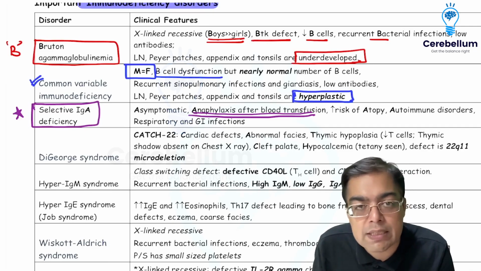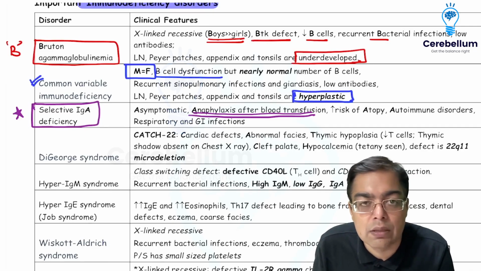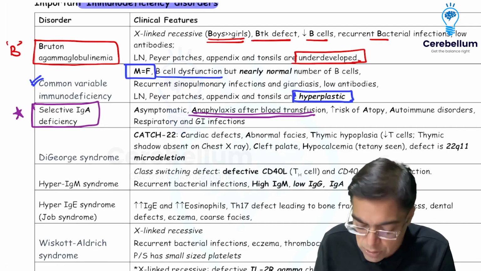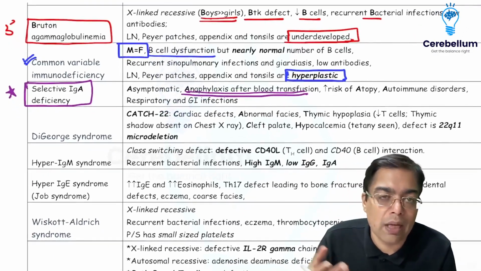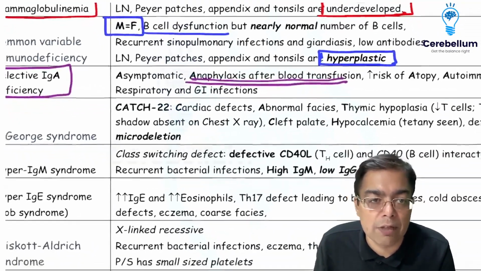So because IgA is an example of a first line of defense against the mucosal antigens, these patients are going to have a high risk of development of an issue, that is that they are going to have a high chance of respiratory and GI infections.